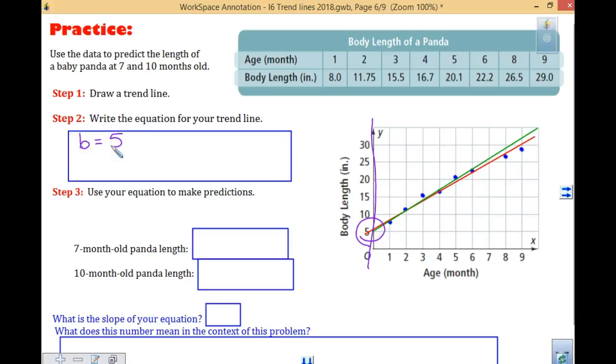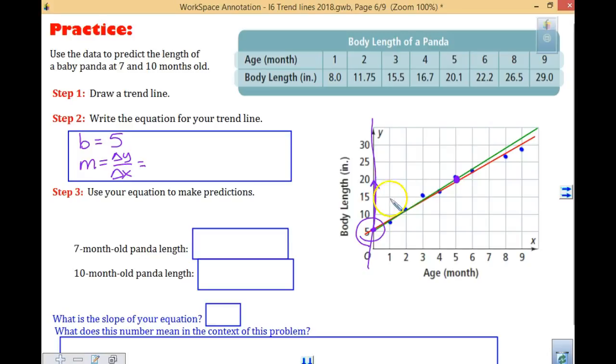But now I need my slope. I need my rate of change: change in y over change in x. And you've got to watch the scale. So if I go from this point, 0, 5, up to this point, which looks like a good point right on my line. If yours is not the same, then use your points, but I just want to show you. So again, how far up did I go from 5 to 20?